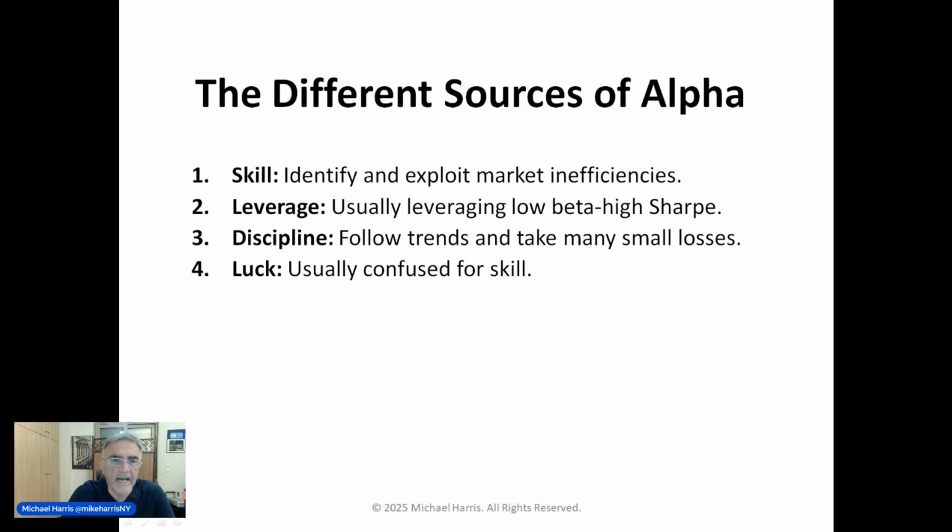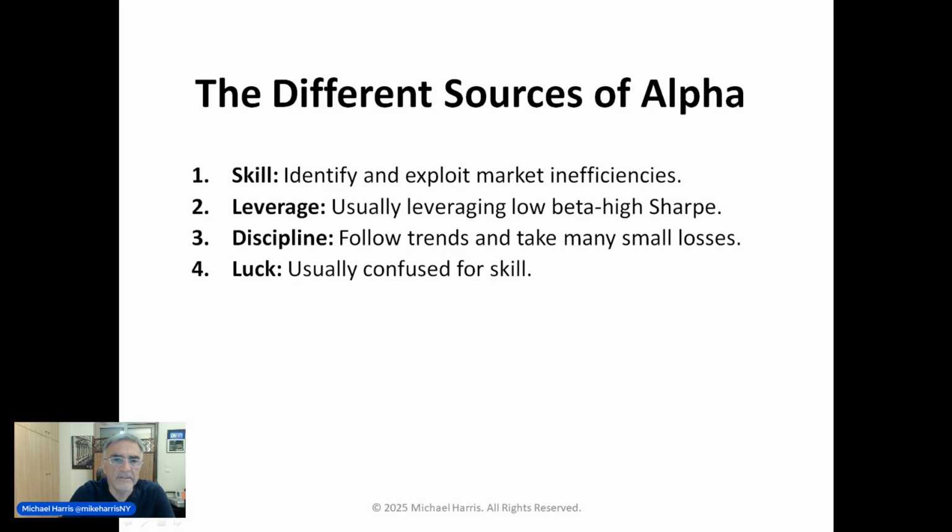The second type of alpha, or source of alpha, is leverage. And we achieve this by leveraging low beta, high Sharpe ratio strategies. This is the most common source of alpha.